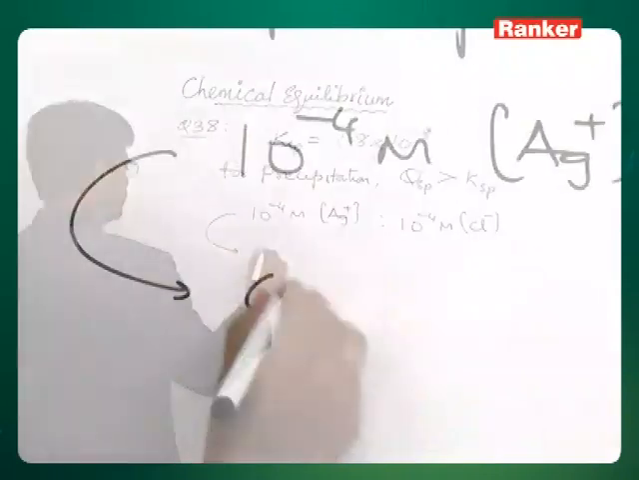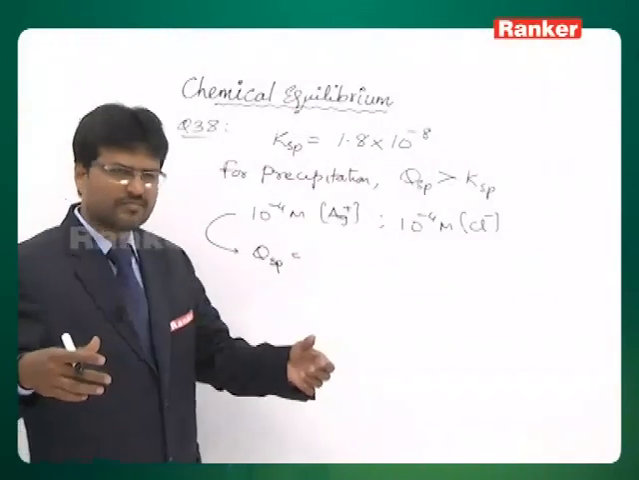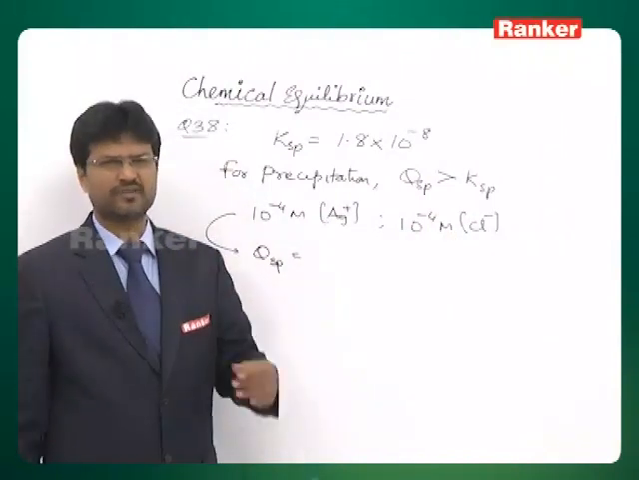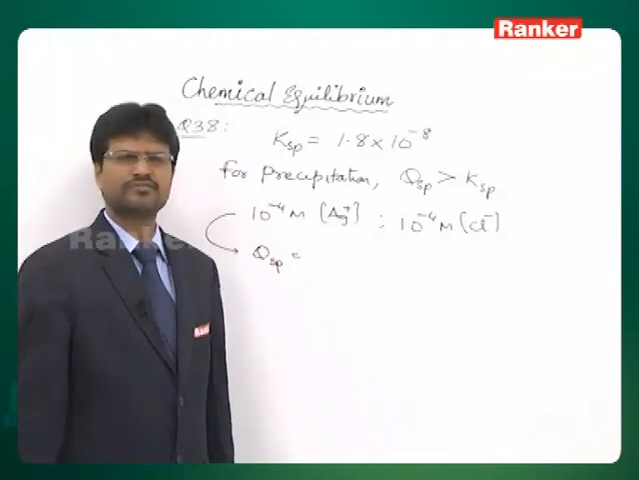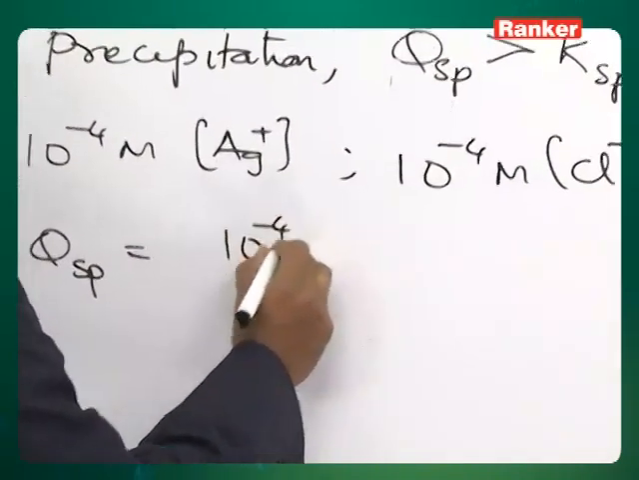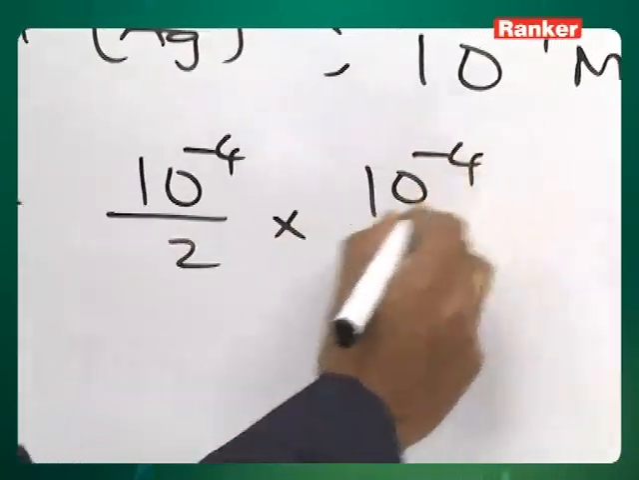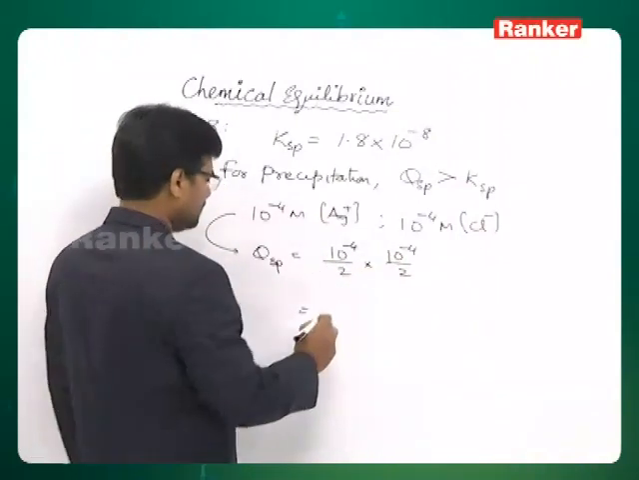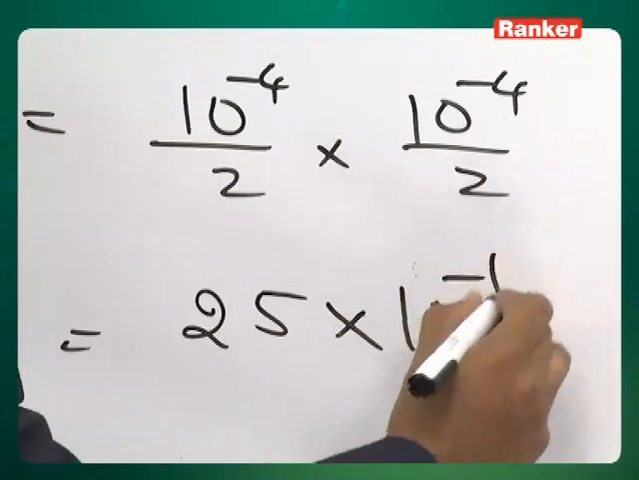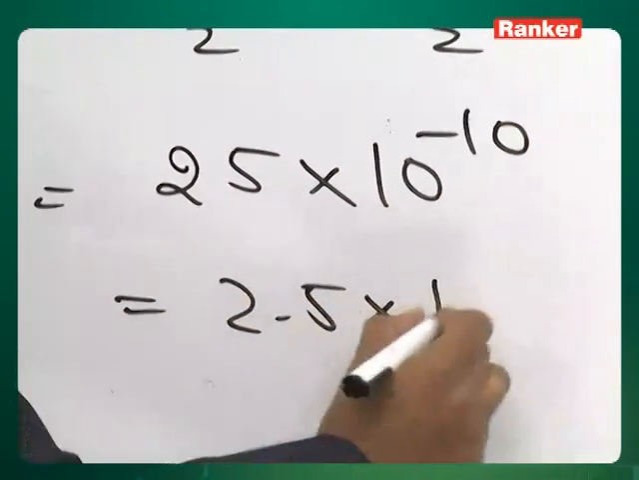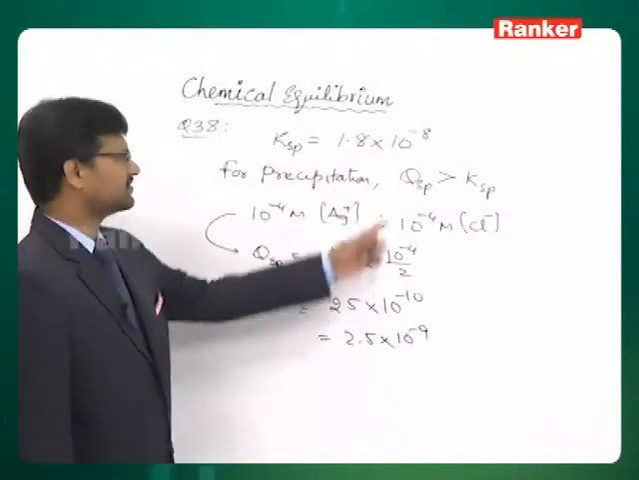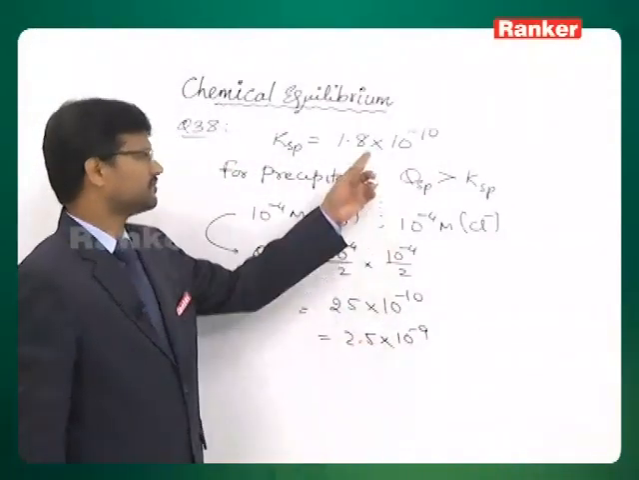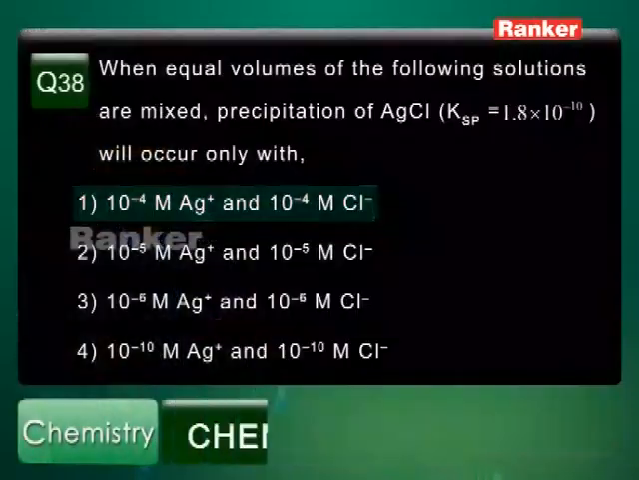Now Qsp equals, when you mix these two solutions in equal volumes, the concentration of both substances will become half, because the total volume becomes 2V. So 10 raised to minus 4 by 2 into 10 raised to minus 4 by 2. This comes to 5 into 10 raised to minus 5, and this is also 5 into 10 raised to minus 5. So that comes to 25 into 10 raised to minus 10, or 2.5 into 10 raised to minus 9. This is the Qsp value, which is greater than the Ksp value. Sorry, it is minus 10 in the question. So the Qsp value is greater than the Ksp value, therefore precipitation takes place. So the correct answer is the first option.